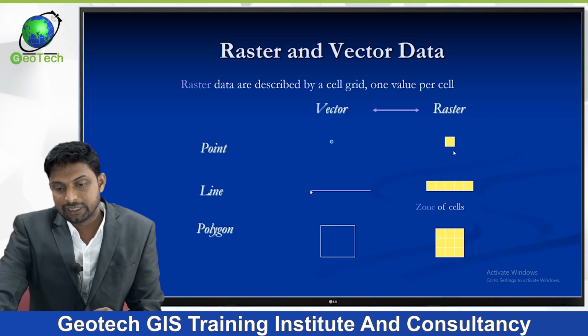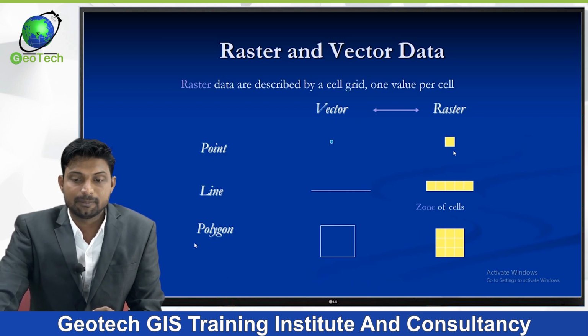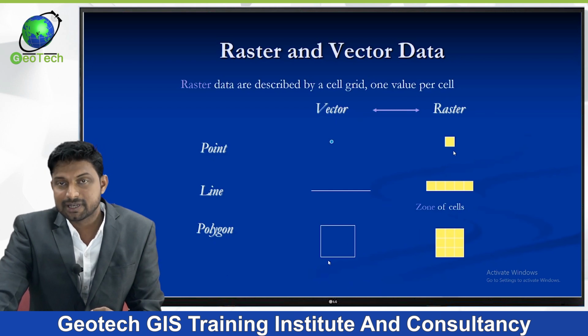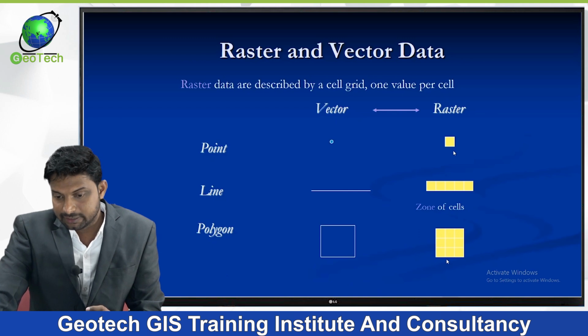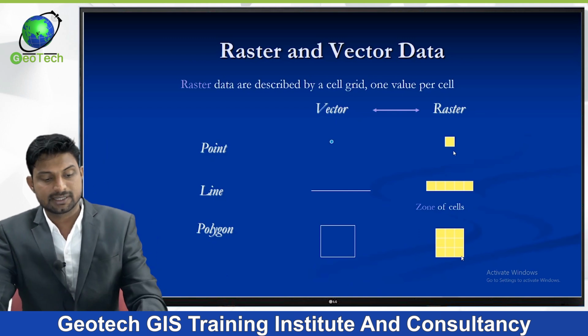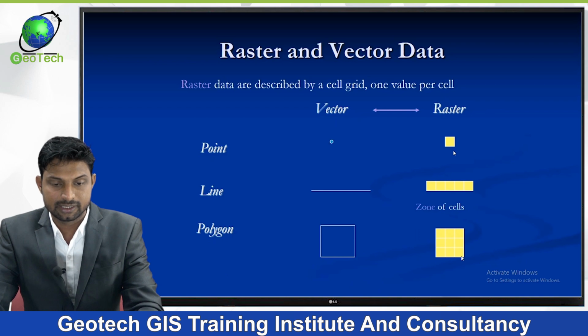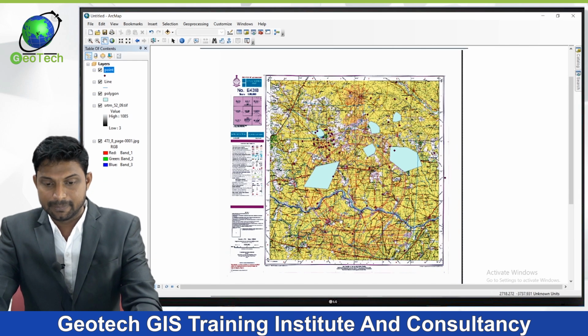Then line, now you can see the line is represented here, and here is a zone of cells. Then polygon, here shown by a single polygon, and here shown by multiple pixels, here shown by polygon. So like this, if I show you the practical, then you can understand better.